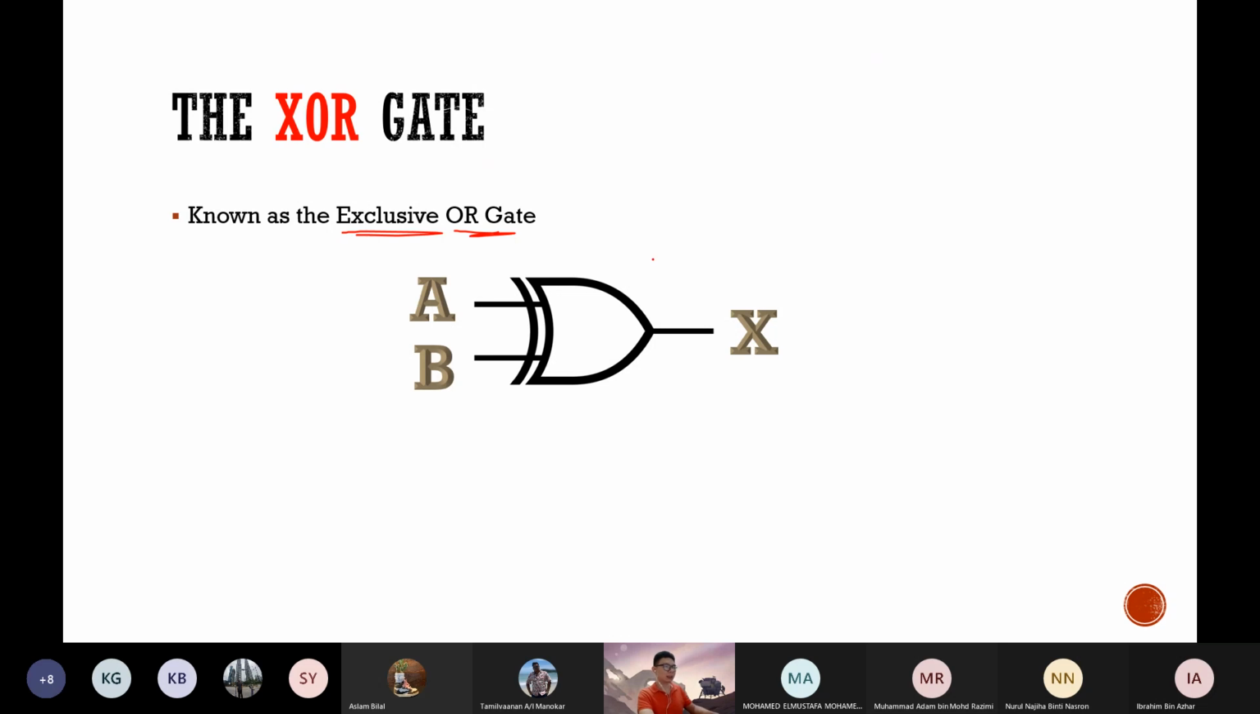This gate can actually be constructed with multiple AND gates and multiple OR gates. Inside of this, there are actually multiple ANDs and multiple ORs. I think in the next class we can deconstruct this into simpler gates. But for now, I would like to show that this is how the exclusive OR gate works.